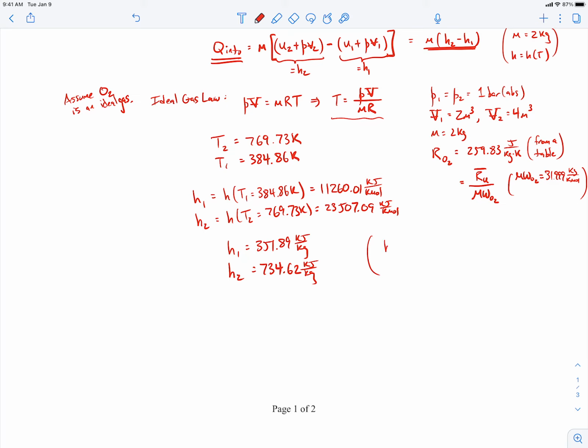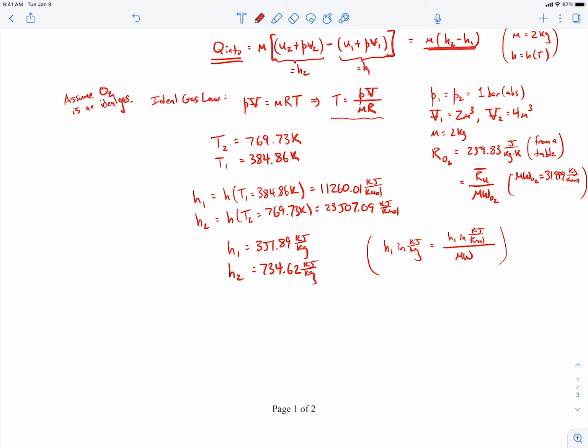And just as a reminder, if you want H1 in kilojoules per kilogram, that'll be H1 in kilojoules per kilomole divided by the molecular weight. That's how we found that.